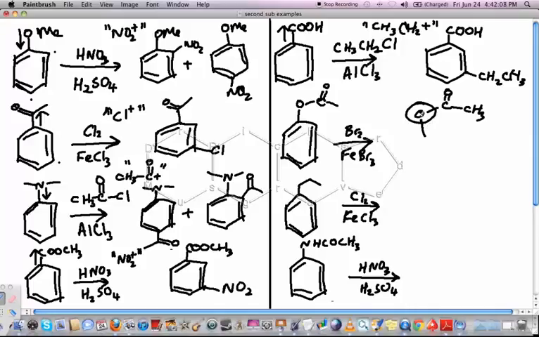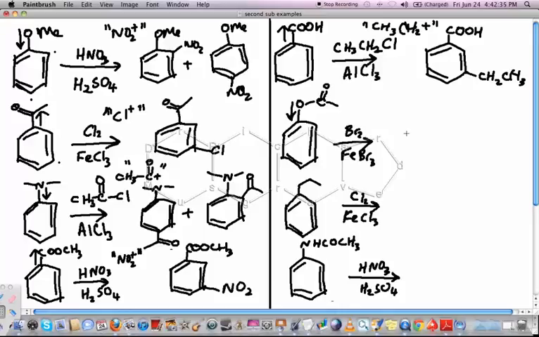And since this is a single bonded oxygen with lone pairs on it, then it's going to be delta minus, which means this is going to be activating. So this is going to be an activating group. It's going to be pushing electrons into the ring, and that's going to give us an ortho and para product.